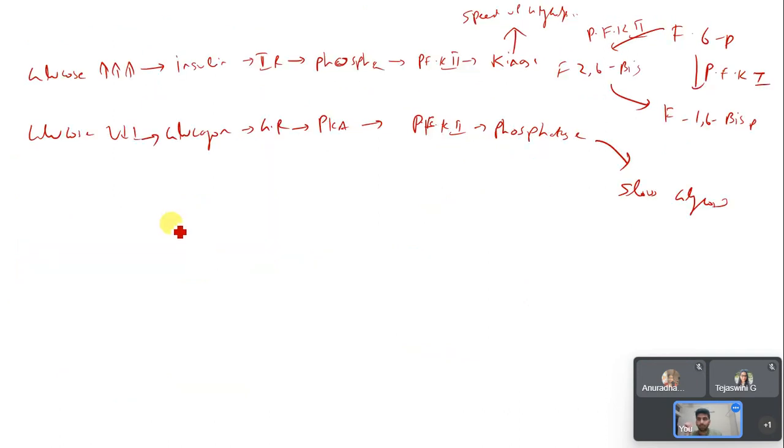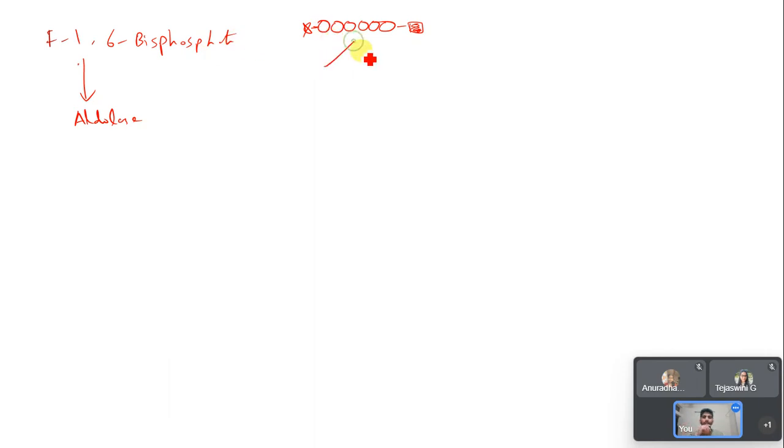Now we have to study till this fructose 1,6 bisphosphate. Now what's the next product? So aldolase breaks it down into three carbon compounds, glyceraldehyde 3-phosphate and DHAP. So this is fructose 1,6 bisphosphate, and then from here two things come in. Aldolase is here, and the reaction is both ways.